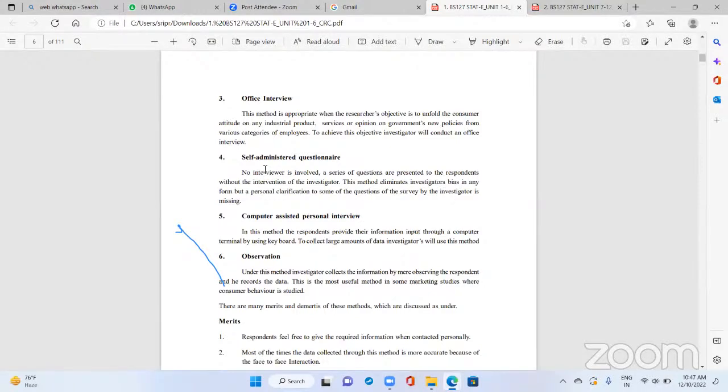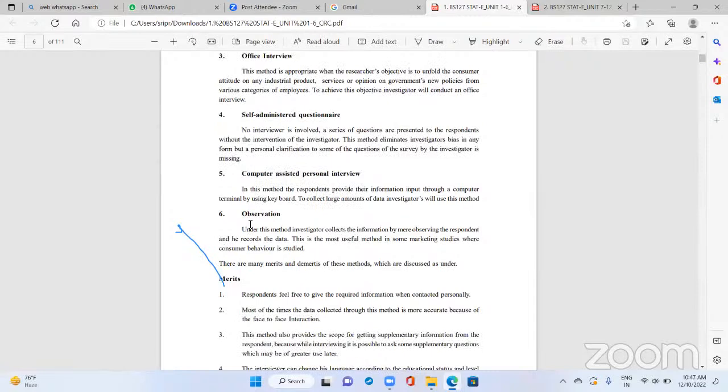So this should be known as self-administered questionnaire. First of all, we can prepare the questions according to the survey. Now, the fifth one is computer-assisted personal interviews. The sixth one is observation.